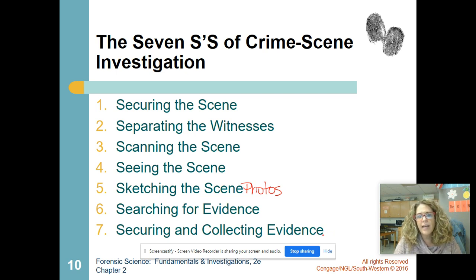And then beyond that, after you collect the evidence, there becomes the analysis of the evidence and putting the crime together. I think that summarizes our first set of notes for this unit. And so in our next video, we'll continue discussing the crime scene.